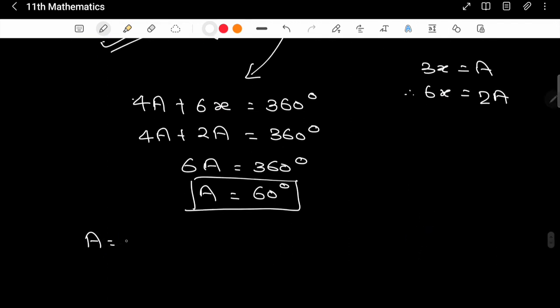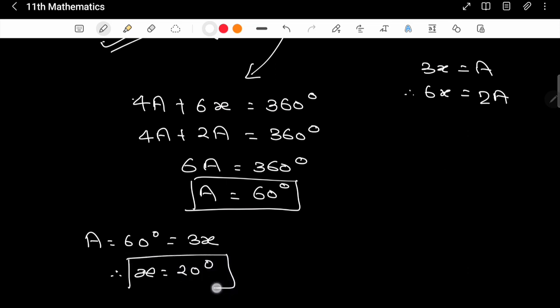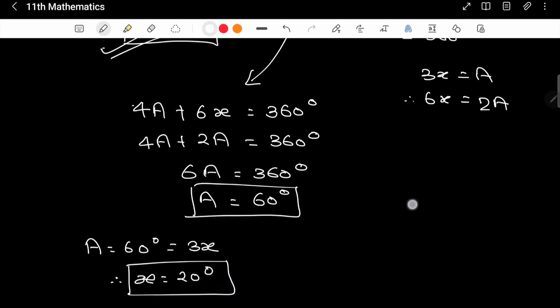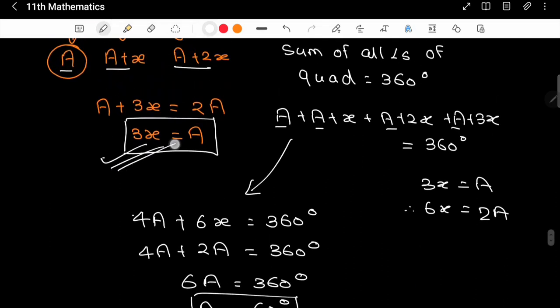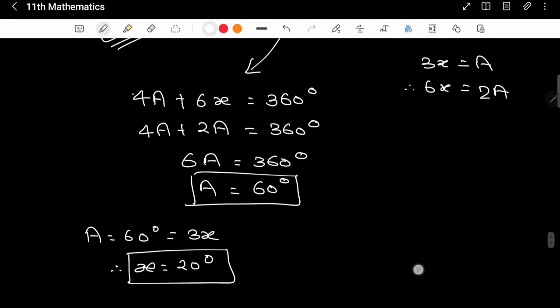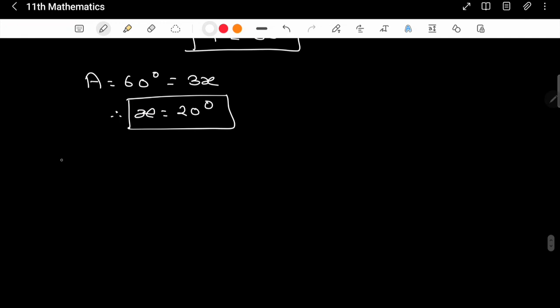If A is equal to 60 degrees, we know that A is equal to 3x. Therefore x is equal to 20 degrees. We have used this relation, 3x is equal to A. So what we are having is A equal to 60 degrees and x equal to 20 degrees.